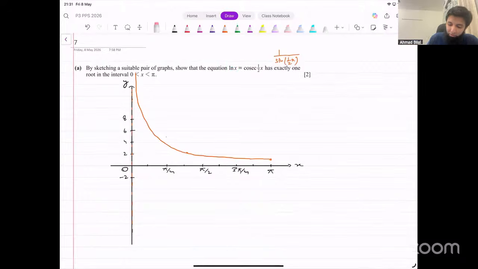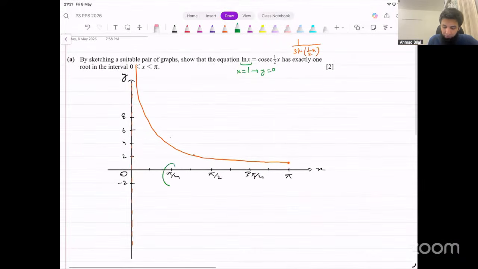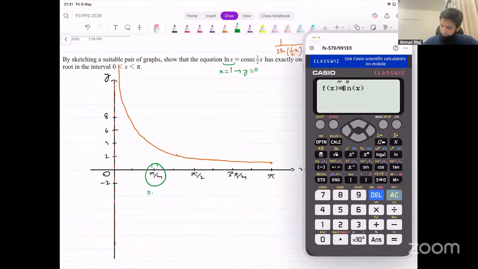Where is the important point for this graph? The important point is when this thing is 1, so x equals 1 gives us y equal to 0 for the log function. That's one point, x 1 and y 0. Where is that going to be? Pi over 4 is 0 point something. Pi divided by 4 is 0.785, so 1 will be slightly to the right of it. At 1, we've got 0. So the log graph is going to pass the x-axis somewhere around here.